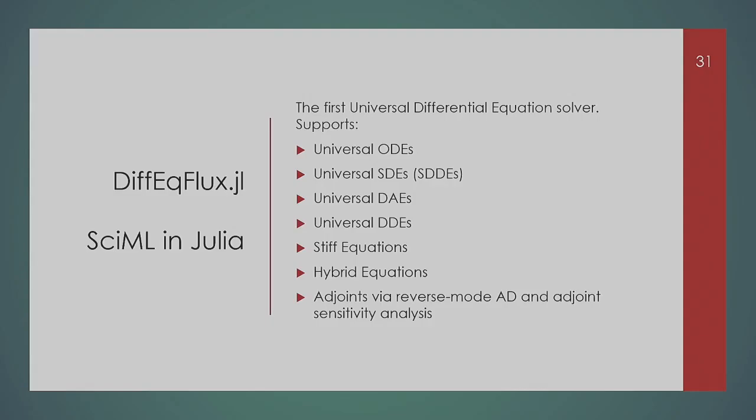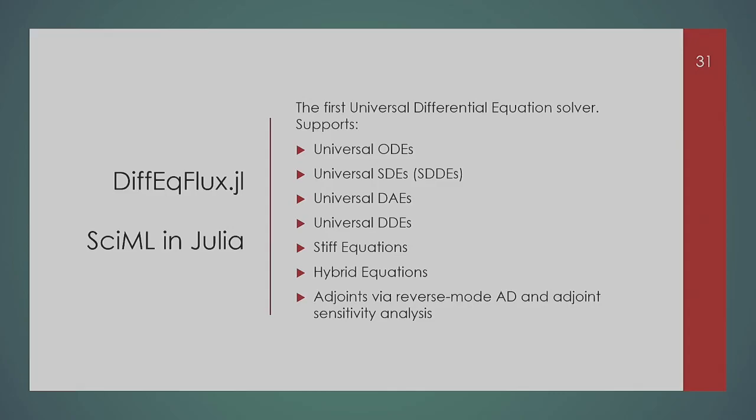And so you'll find that there's this DiffEqFlux.jl, which is really what we built on to do the scientific machine learning in Julia. And it allows you to do universal ODEs, universal SDEs. We're releasing next month is it can also do stochastic delay differential equations. It does differential algebraic equations. So for example, if you want to impose that your solution has to have constant energy or live on a certain manifold, certain constraint equations, you can impose those through a differential algebraic equation.